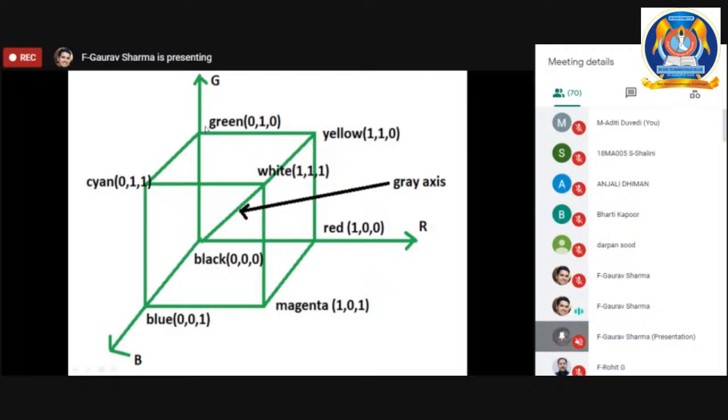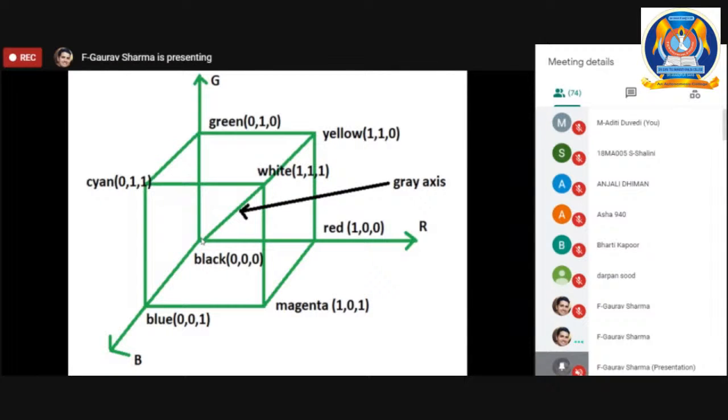It is the combination of green and red, so we'll get yellow. And if we take the combination of blue and green, we get cyan. All the existing colors will lie in this cube. Now you can see there are an infinite number of combinations, right?